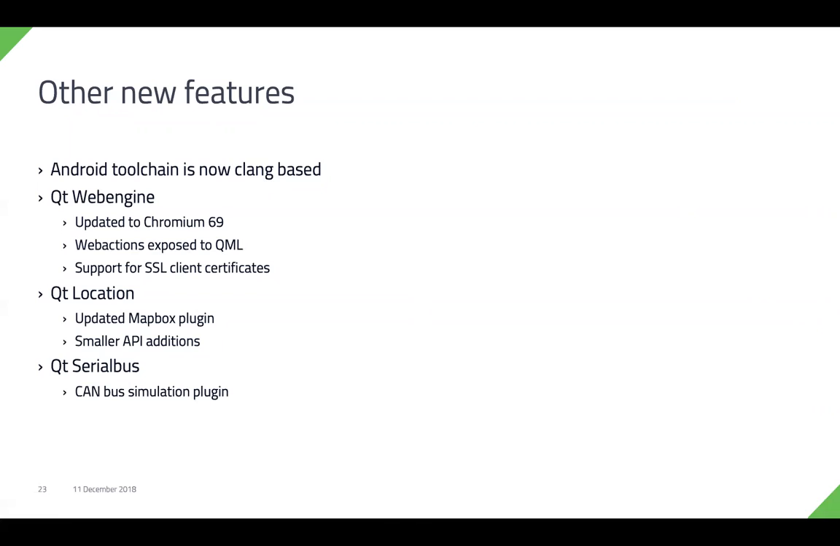Qt Location got a couple of smaller API additions and a larger update to the Mapbox plugin, giving you much better performance and a more complete feature set. And then we have a couple of smaller things, like on Qt Serial Bus, a CAN bus simulation plugin. And there's lots and lots of other smaller items all over Qt that have been improved.